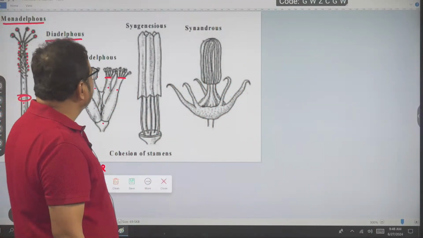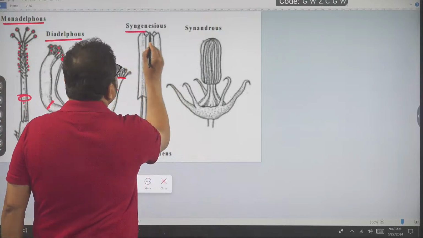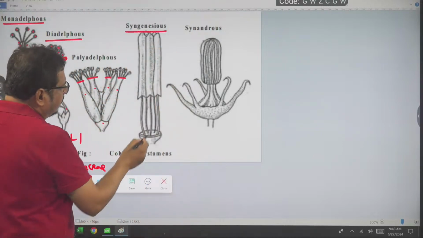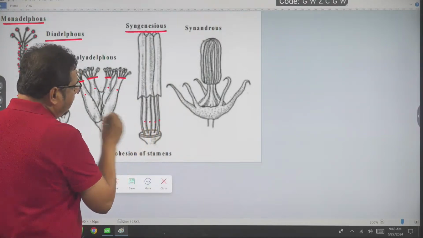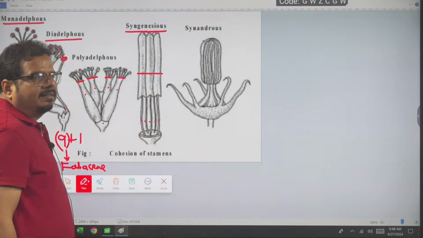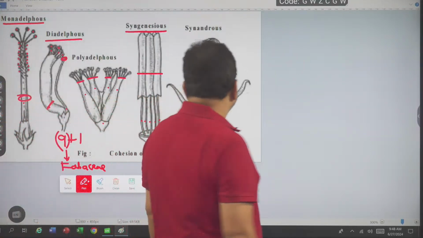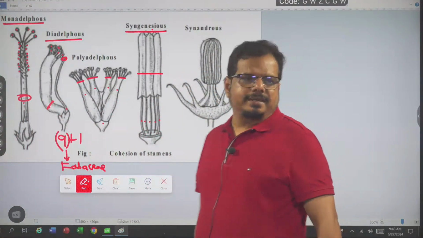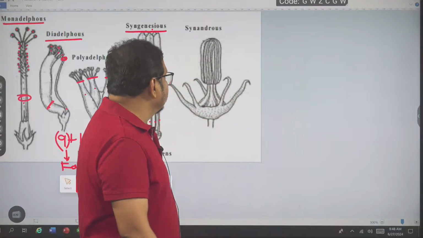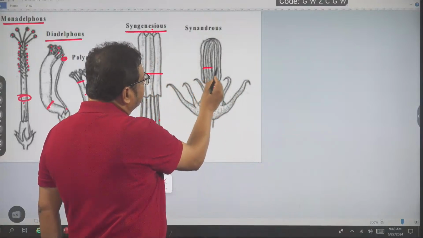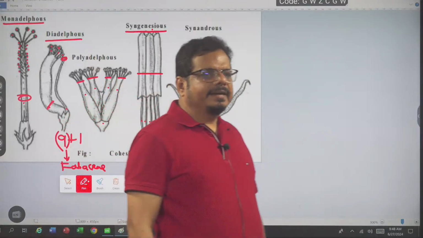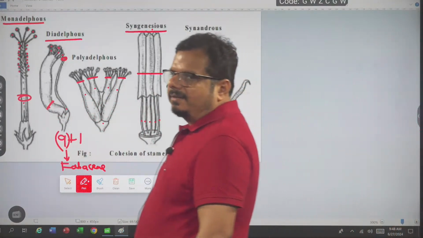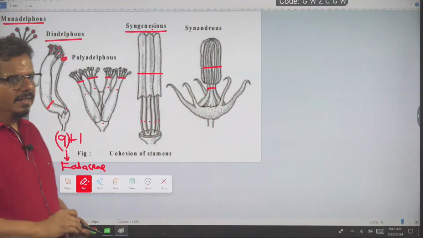Now we are going to talk about which one? Syngenesis condition. In syngenesis condition, you are finding who is free? Filaments are free. Who is fused? Anthers are fused. Such kind of condition we are getting in sunflower. Clarity came in the mind or not? Understanding came or not? And now I am going to tell you about synandrous condition. This and this both are fused. And that type of condition we get in which one? Cucurbits.